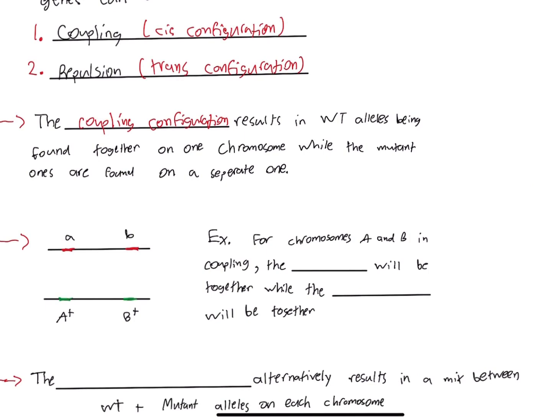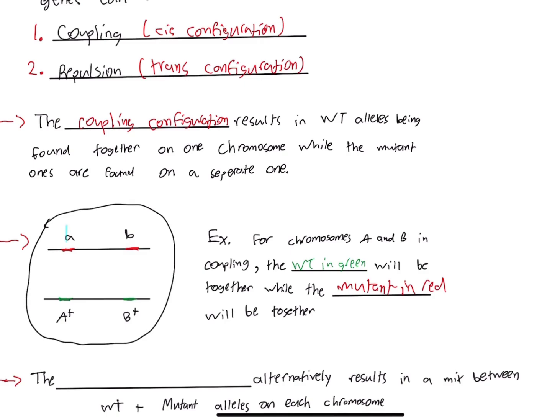on a separate one. So, for example, if we look at this diagram on the left here, we see that A and B in coupling, the wild-type alleles in green will be together, while the mutant alleles in red will be together. And so you can see that top line there symbolizes it could be like one chromosome where you have the two mutant alleles, A and B, and then that bottom line could be another chromosome where you have the wild-type alleles that are in green.